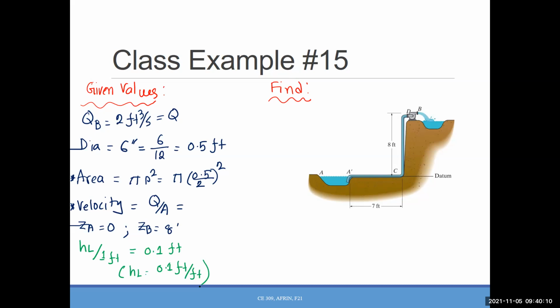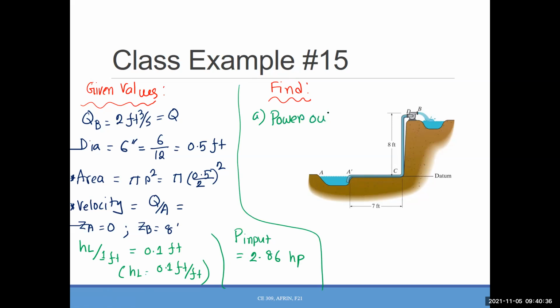Also, one more thing they gave you, which is the power supplied to the pump. That means the power input was 2.86 horsepower. Okay. These are the given values, and you need to find two things. The first one is the power output, and B is the pump efficiency.